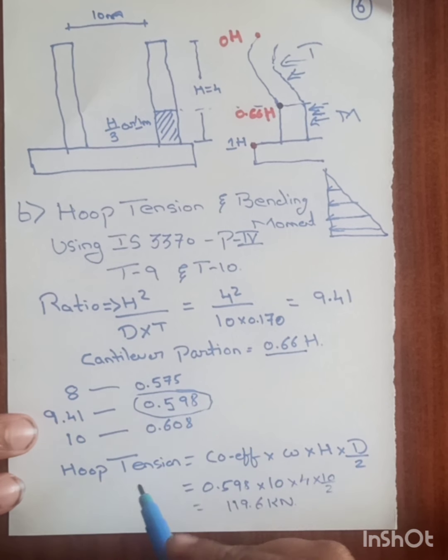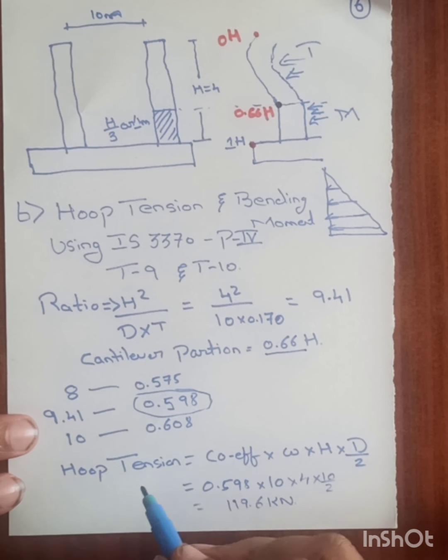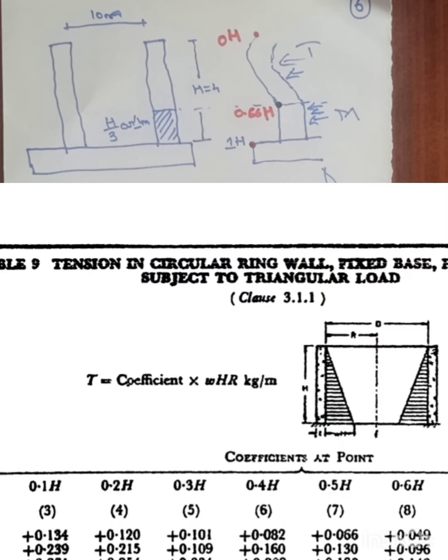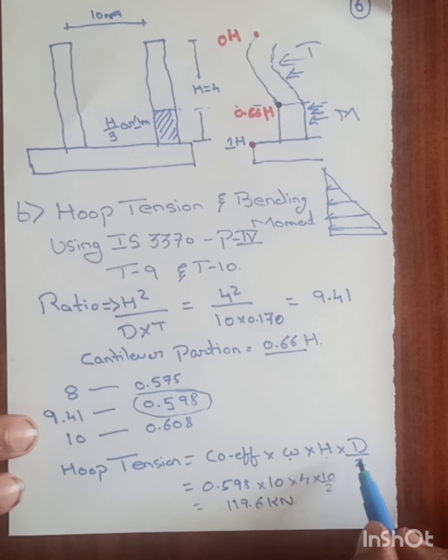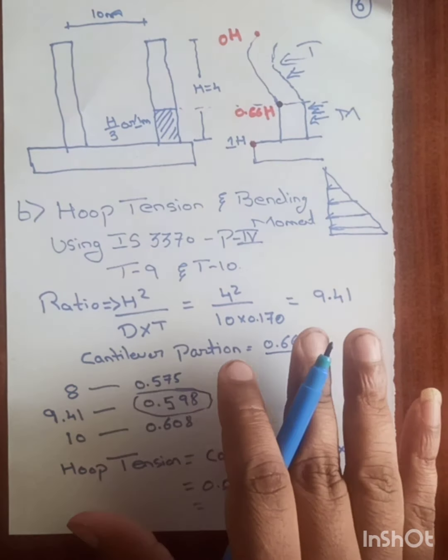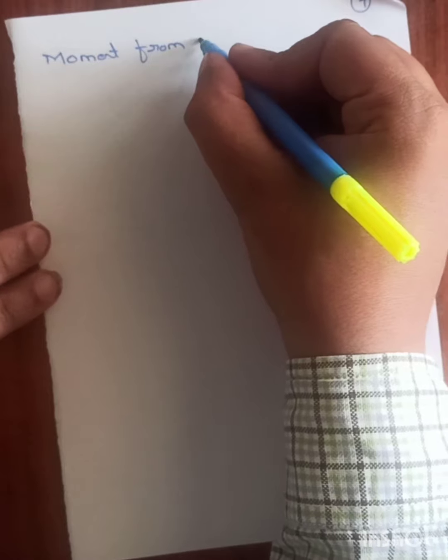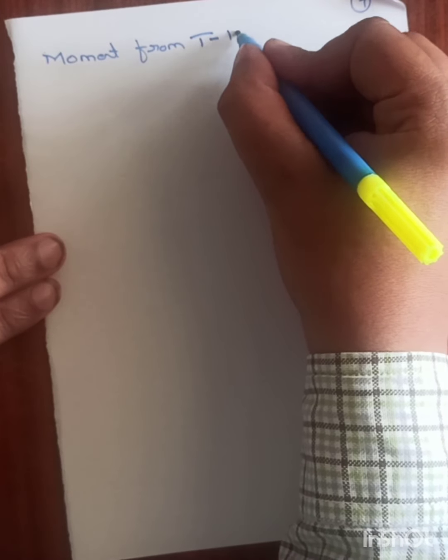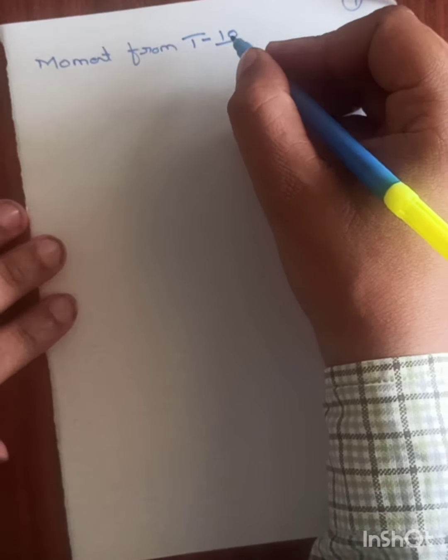So the hoop tension as per IS 3370 is given by coefficient into density into height into radius, that is D by 2. So 0.598 into 10 into 4 into 10 by 2, which comes around 119.6 kilonewton. So this is the hoop tension. Now let us find the moment from table number 10.